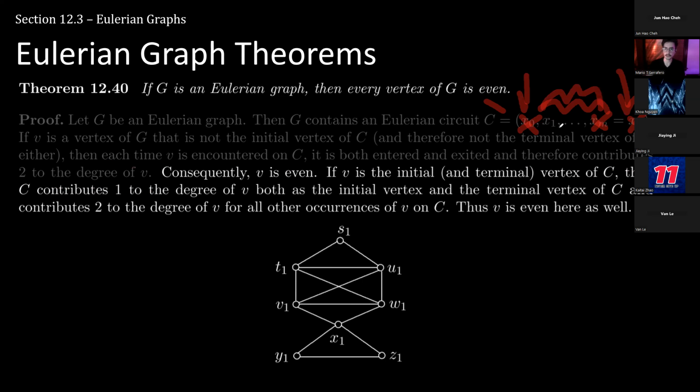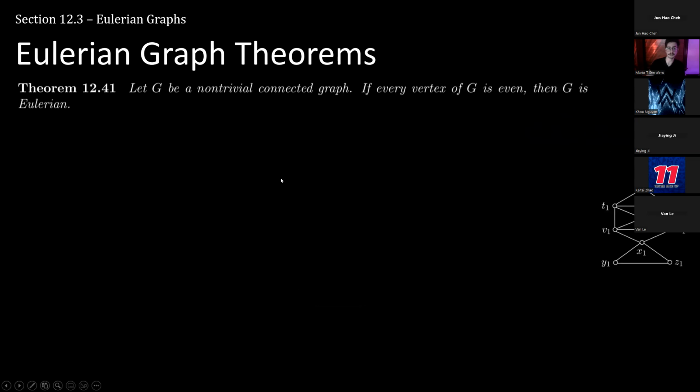Okay, so because we contribute when we get to the end and when we start from the beginning, V is even here as well. So whether we're looking at the degrees in between the path or the beginning and the end, each of them will have even degree. Yeah, that's basically the idea. That's the intuition and the proof.